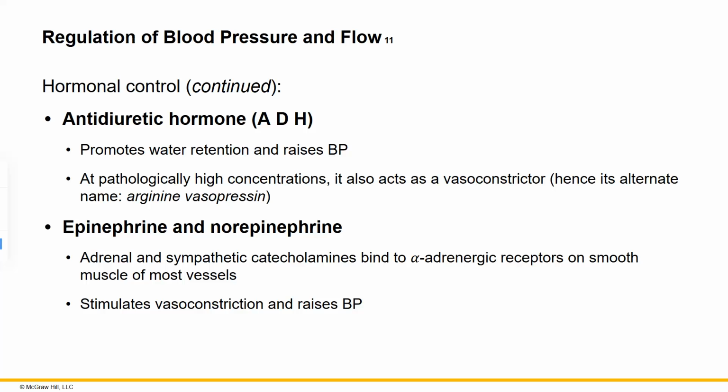Antidiuretic hormone promotes water retention and raises blood pressure. At pathologically high concentrations, it also acts as a vasoconstrictor, hence its alternative name, arginine vasopressin. Epinephrine and norepinephrine, the adrenal and sympathetic catecholamines, bind to alpha adrenergic receptors on smooth muscle of most vessels, stimulate vasoconstriction, and raise blood pressure.